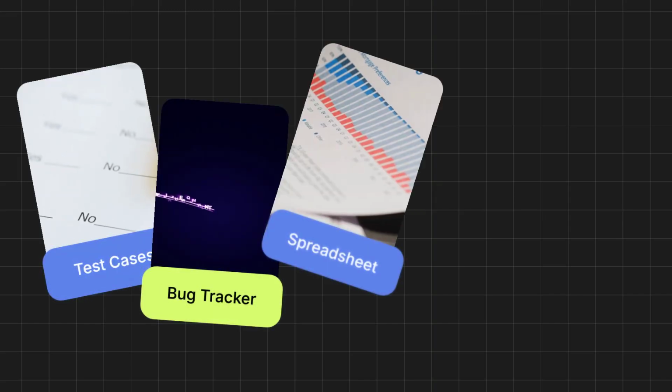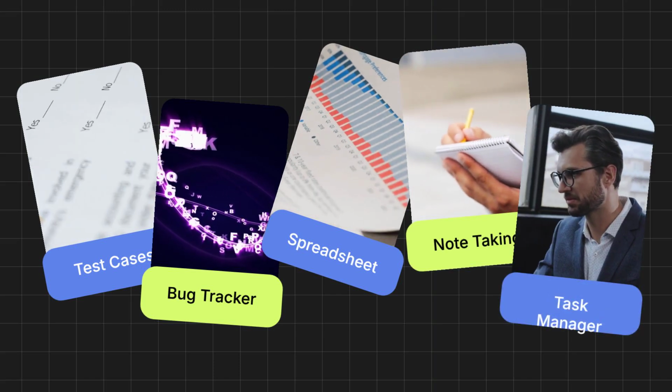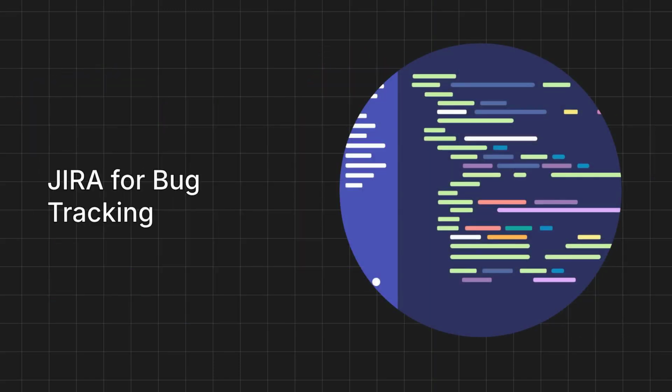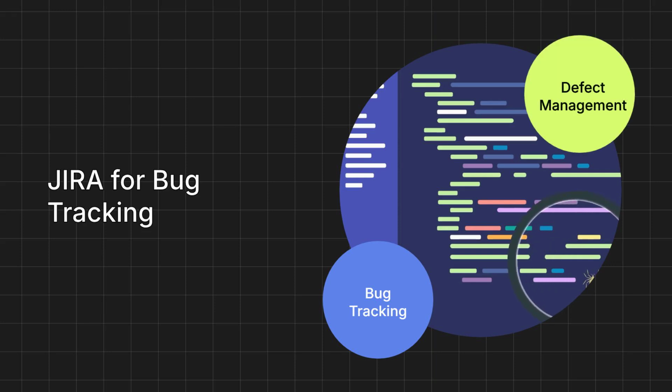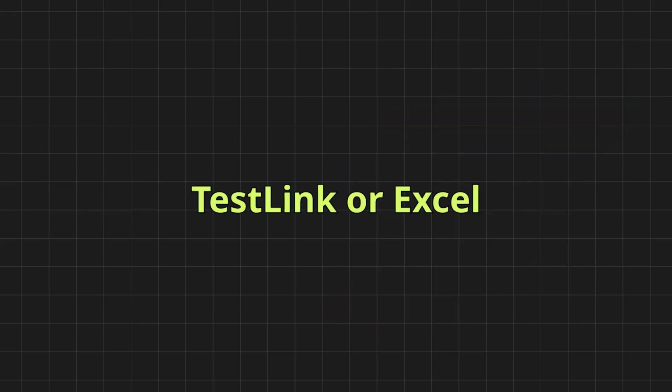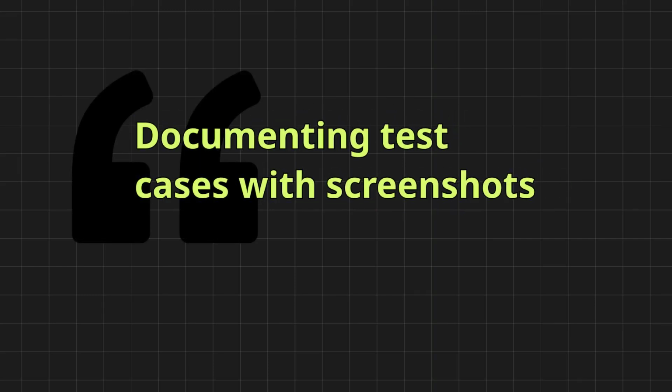Common tools manual testers use to manage their work include Jira for bug tracking and defect management, TestLink or Excel for creating and managing test cases, Word documents for documenting test cases, steps, and storing screenshots to provide clear evidence of test results, and Confluence for collaboration and knowledge sharing. These tools help organize the testing process and ensure clear communication with developers and stakeholders.